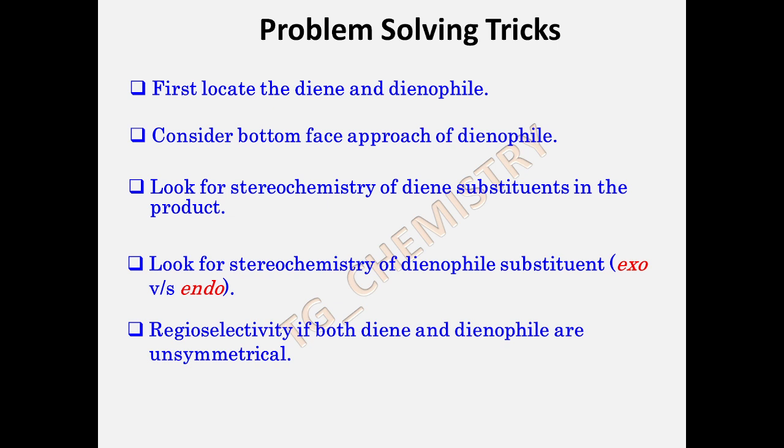Another very important one is the regioselectivity if both the diene and dienophile are unsymmetrical. I will discuss that later on. So these are points that need to be memorized or found when you try to solve a Diels-Alder reaction problem or assign the product structures.